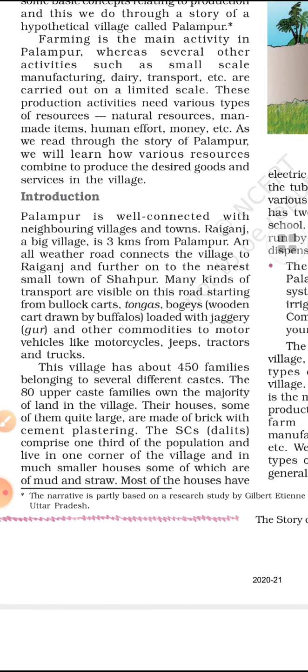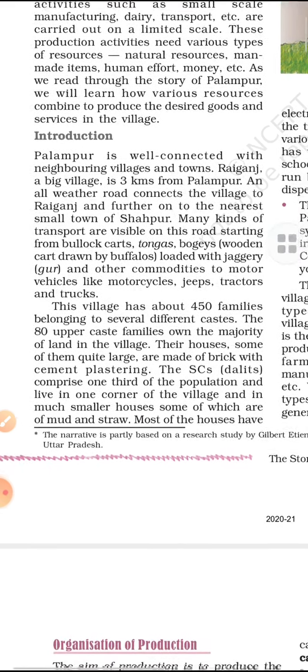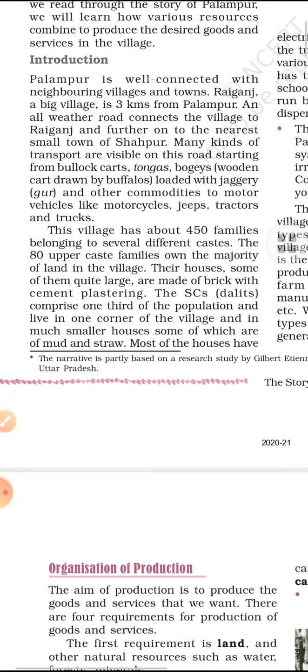होता ही है, कोई भी काम करने के लिए हमें सबसे पहले नेचुरल रिसोर्स चाहिए. मीन्स if we want to open any business and do agriculture, we must have land. फिर उसके ऊपर जो हम इन्वेस्ट करते हैं, मनी है, लेबर है, ठीक है, वो सब चीज़ें हमें चाहिए. As we read through the story of Palampur, we will learn how various resources combine to produce the desired goods and services in the village. So let's begin with the introduction.